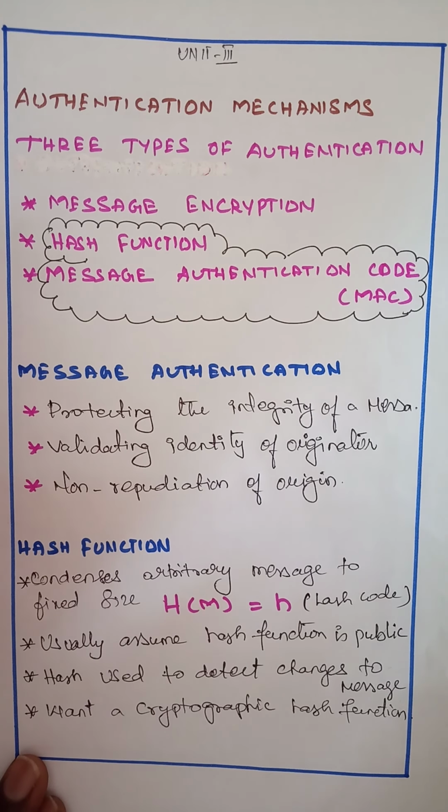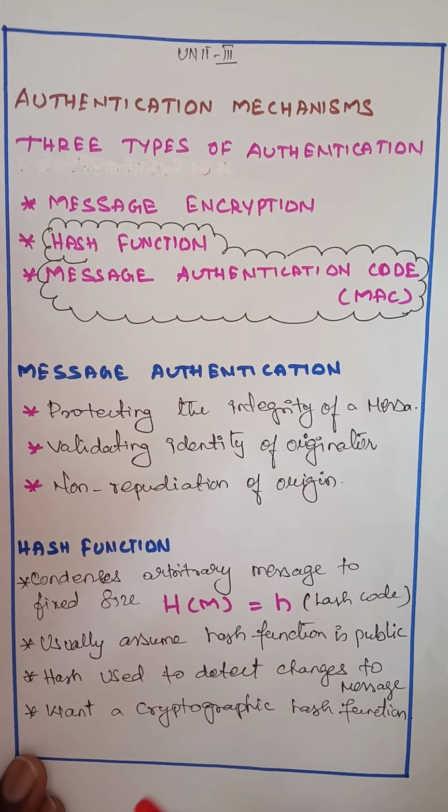Hello friends, today we are going to discuss authentication mechanisms. There are three types of authentication mechanisms available. One is message encryption, the second one is hash function, and the third one is MAC, which is message authentication code. We are going to discuss in detail about hash function and MAC.